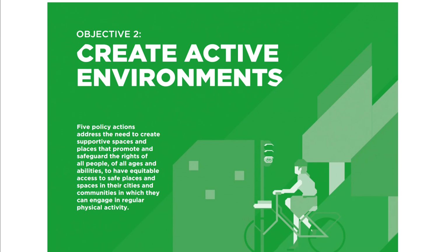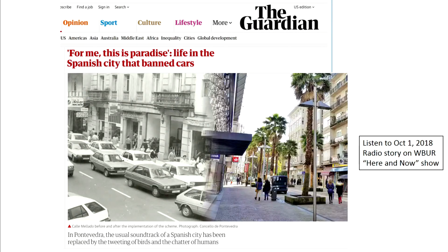Okay, what about creating active environments? I want to give you what I think are a couple of good, if not inspiring, examples of this. One, I just heard on the radio. I was listening to the Here and Now show, October 1, and they said, we're going to tell you about this town in Spain that banned cars from the center of the city. No more cars in the center of the city, and you can see that. That's Pontevedra on the old one on the left, full of traffic, and now on the right, not quite full of people, but welcoming of people.